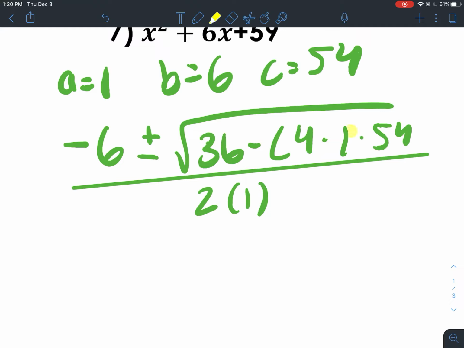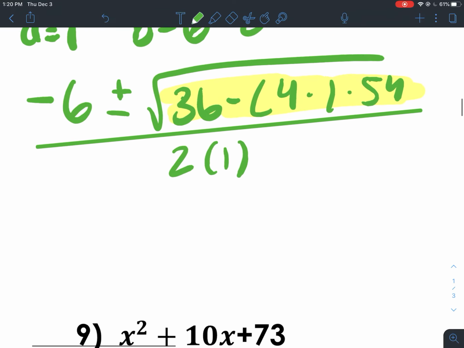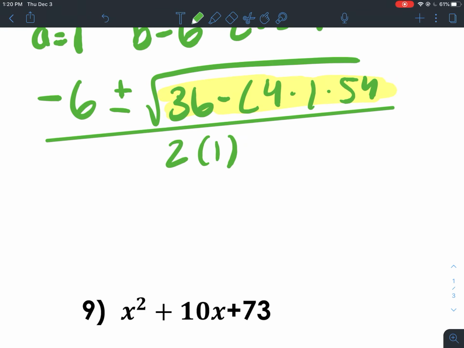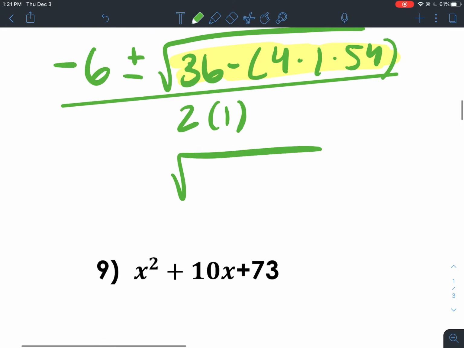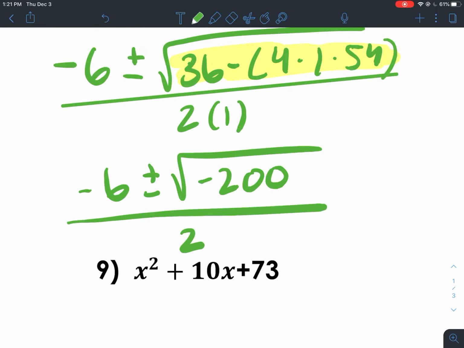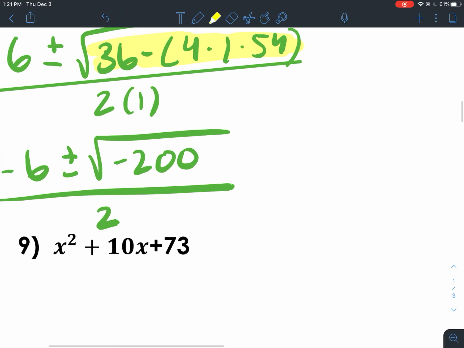Then we're going to go ahead and plug this into our calculator. Now, yesterday we learned that this has a very specific name. It's called the discriminant. So you go ahead and you plug in 36 minus 4 times 1 times 54, and you should get root -200. Now, this is our discriminant, right?